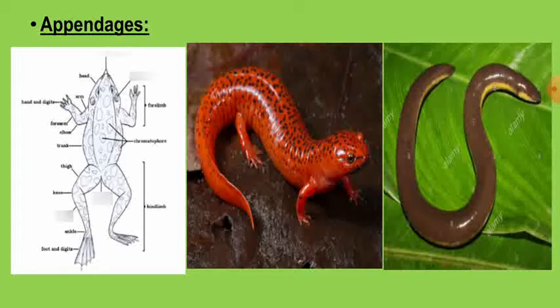One pair or both pairs of limbs are absent in some cases, as in the case of ichthyophis. Ichthyophis doesn't have any limbs.